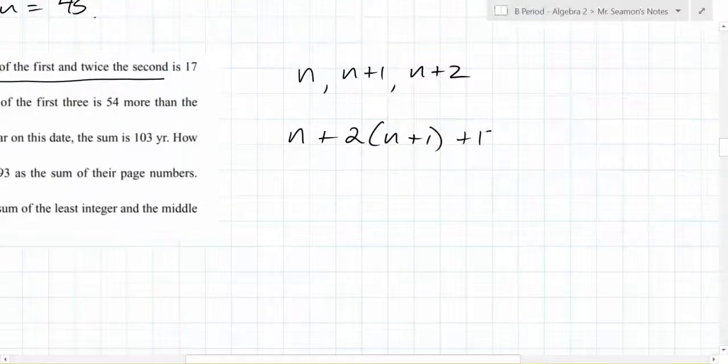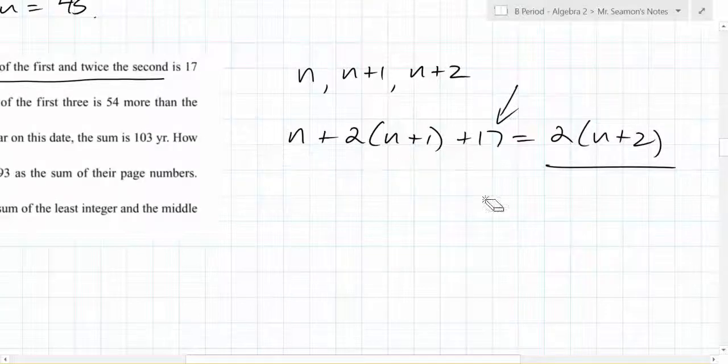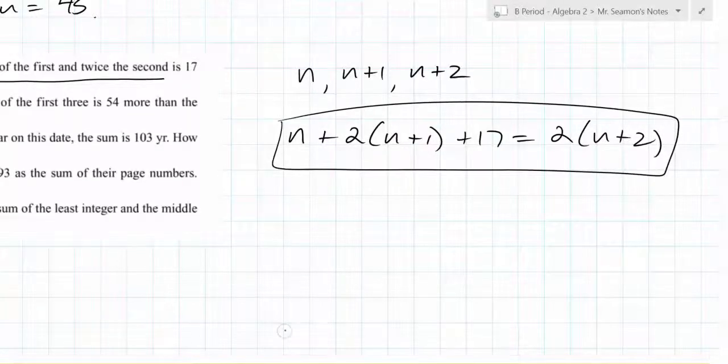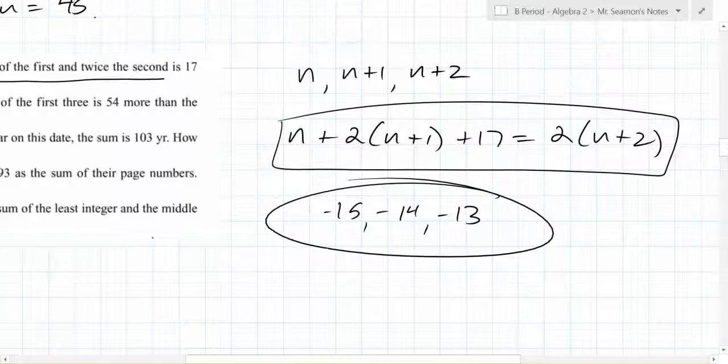So 2 times n plus 2. This is the sum of the first and twice the second is 17 more than twice the third. How many equations is that? One equation. There's one equal sign. It's 2 statements, but you're done. You can just do it right now. Solve for n. You get negative 15, negative 14. Who got that?